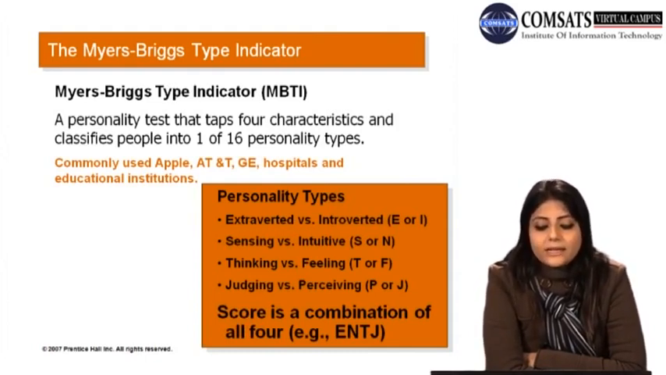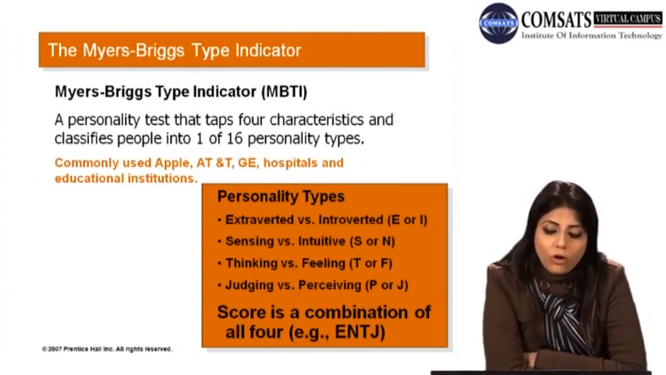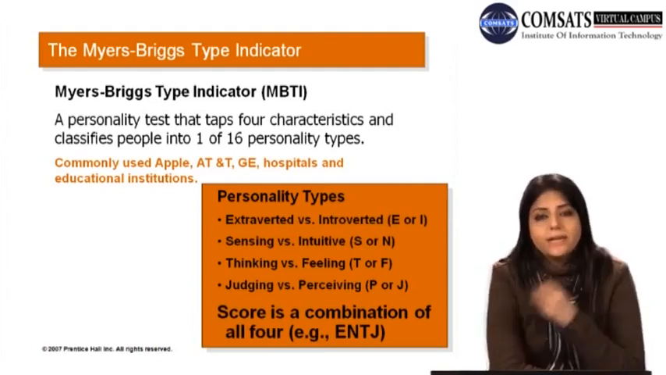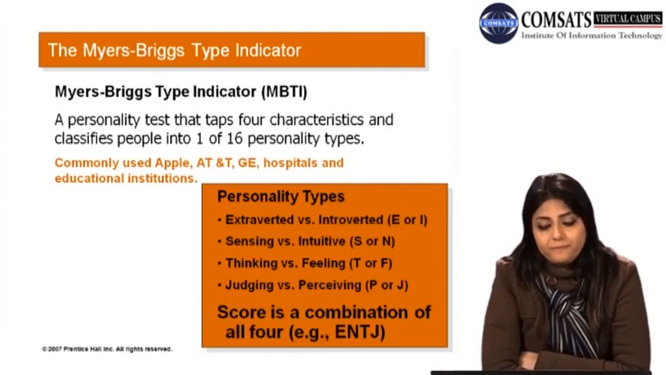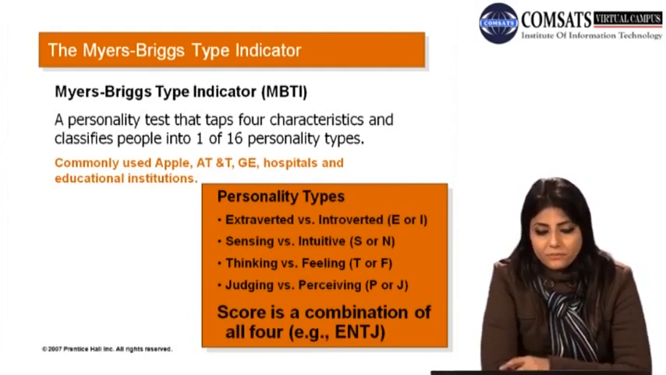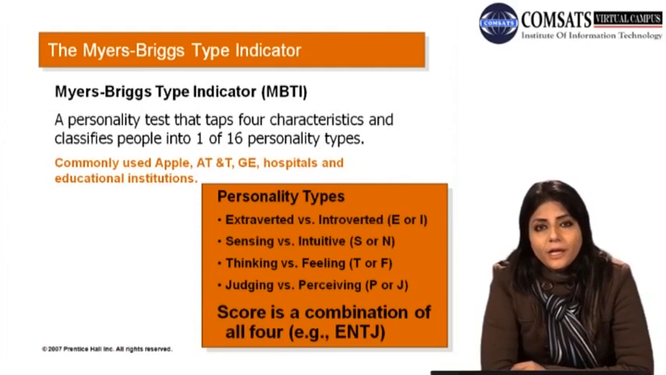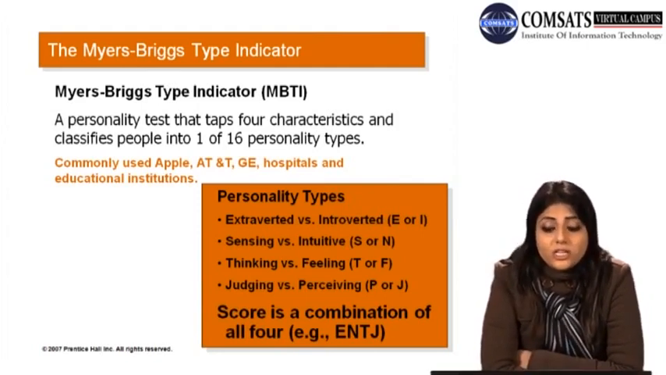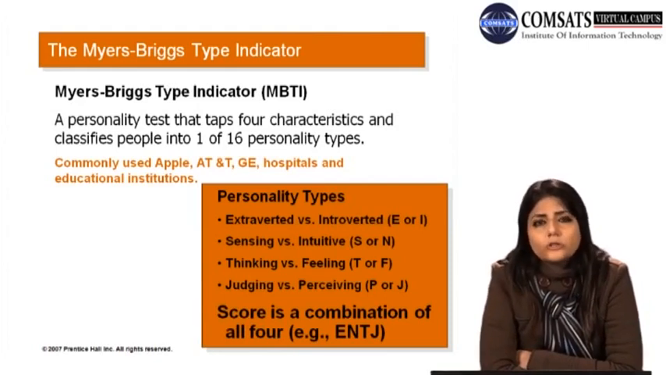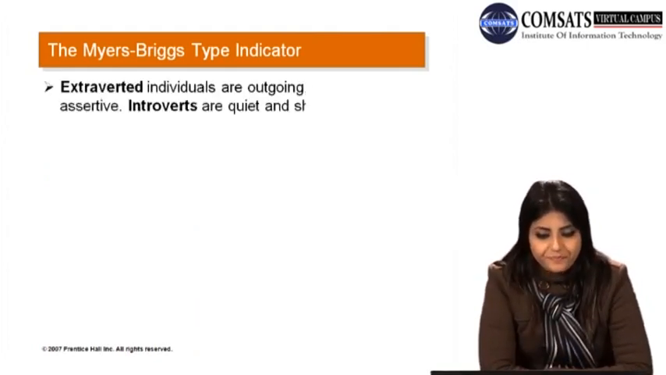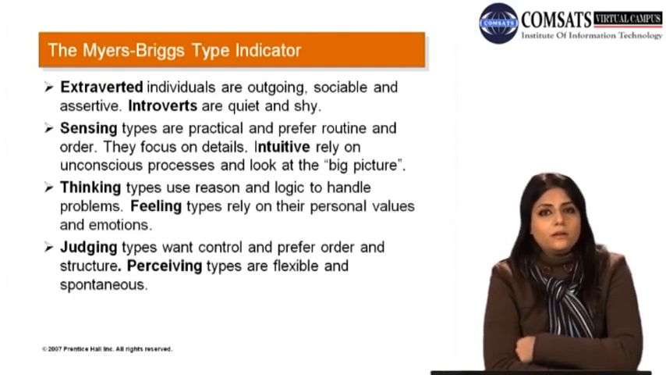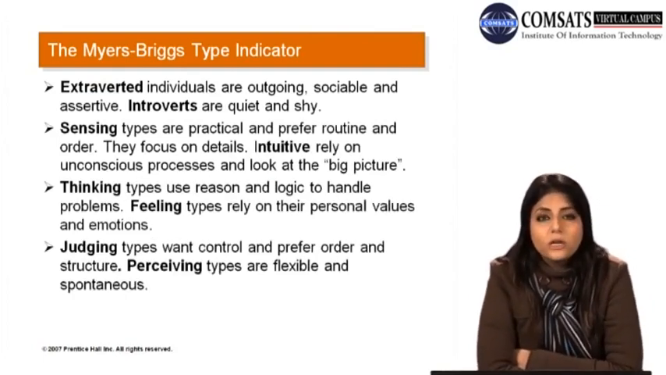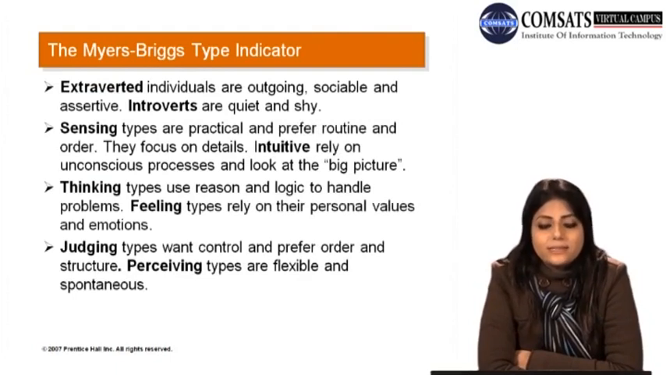For example, ENTJ, right? So you make combinations of all these different personality types, and that indicates your personality, the score that arrives. It has been commonly used by very large international organizations such as Apple, AT&T, General Electric, and a number of hospitals and educational institutions. Let me explain a little bit about all the different personality types that this test has indicated.